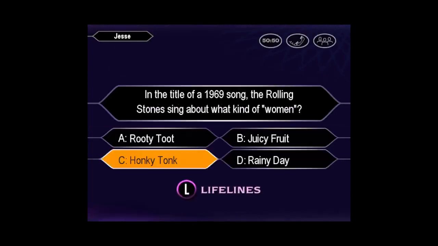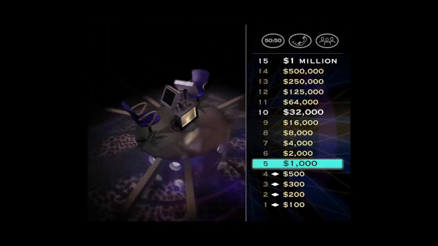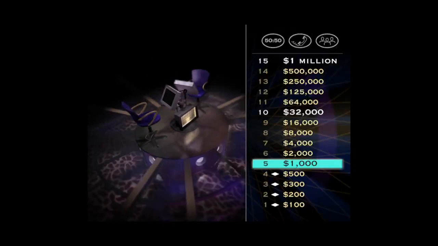You want C? Yes, you got it right. Hey, that's great. You've reached the first safe haven of the game. You can't lose the money you've won so far, even if you miss the next question.